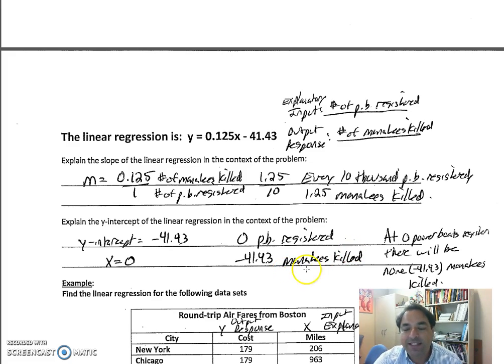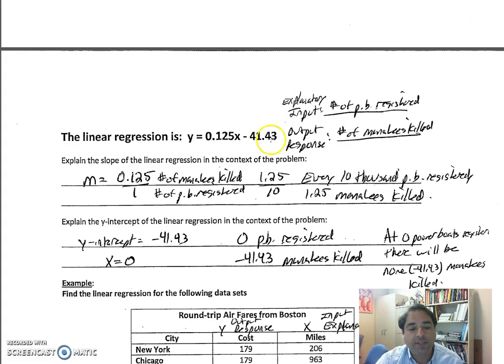No. But it does have some meaning, saying that there's no powerboats registered, no manatees would be killed. The reason for the negative is it's not going to happen. There's a lot of water out there with one powerboat or even 1,000 powerboats. It takes 10,000 powerboats for that 1.25 manatees to be killed. So there is some meaning here. But again, how do you explain slope?